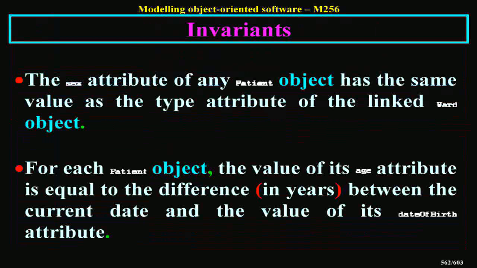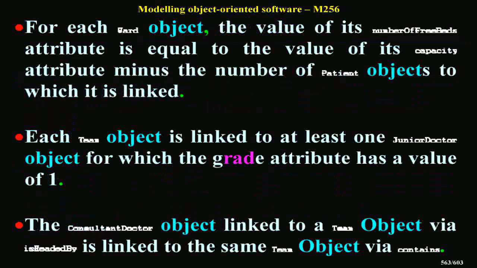object. For each object, the value of its attribute is equal to the difference in years between the current date and the value of its attribute. For each object, the value of its attribute is equal to the value of its attribute minus the number of objects to which it is linked. Each object is linked to at least one object for which the grade attribute has a value of 1.